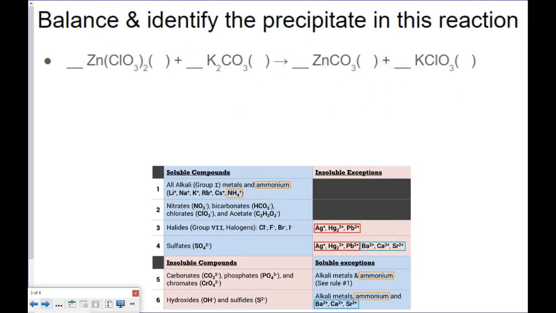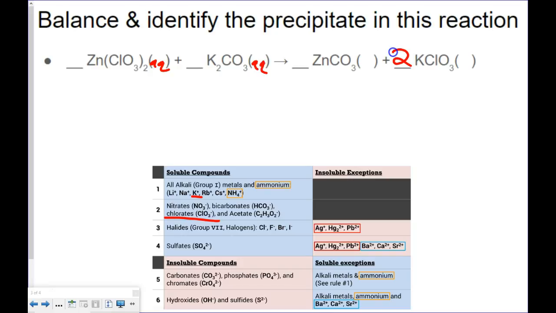So let's balance this equation first. Zinc chlorate plus potassium carbonate equals zinc carbonate and potassium chlorate. First thing I'm going to do is put a 2 for my coefficient here. That's going to balance it out left and right. Now I need to figure out if stuff is going to be soluble. Chlorates are going to be soluble, no exception. That means this one's aqueous. Carbonates are insoluble, but even before that, the alkali metal, the potassium, is going to trump that. We know this one is also going to be soluble. This one is going to be aqueous.